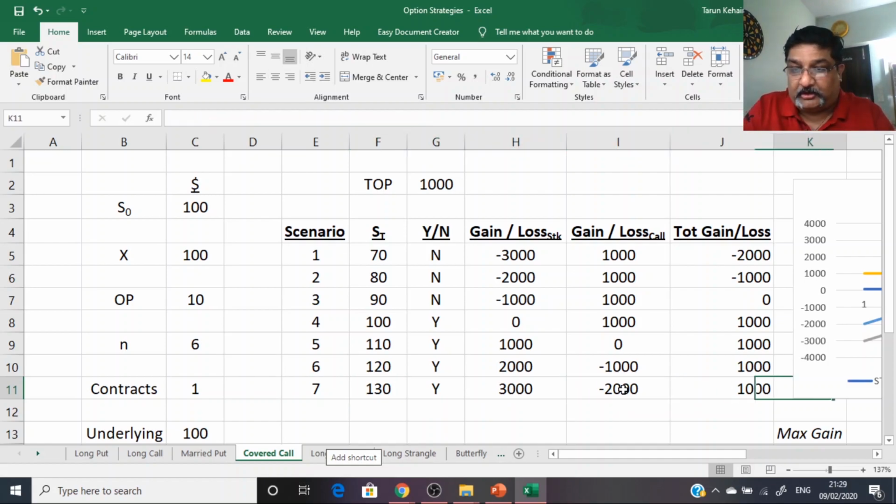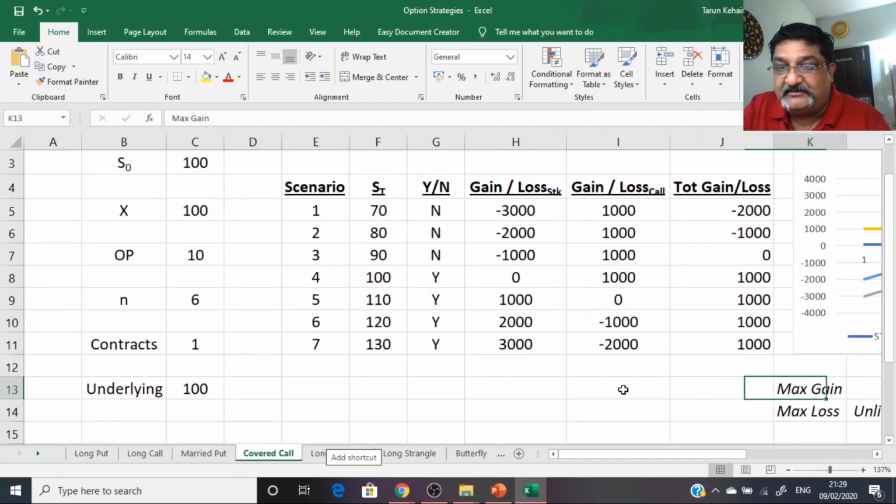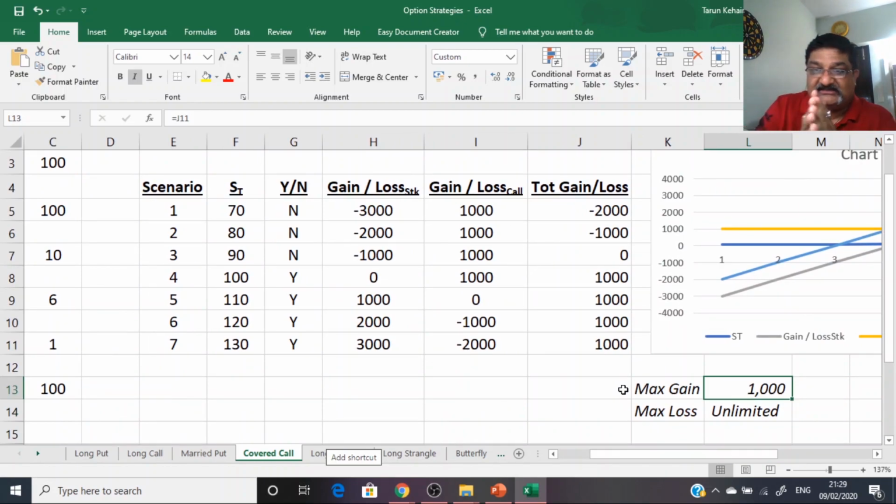Therefore, your total gain or loss is $1,000. Now let's look at the maximum gain or the maximum loss. Now this is a very interesting proposition. The maximum gain in this case is the premium that you pocket, right? So if you are expecting the stock prices to relatively remain flat, you can smartly sell the call options and pocket the premium.